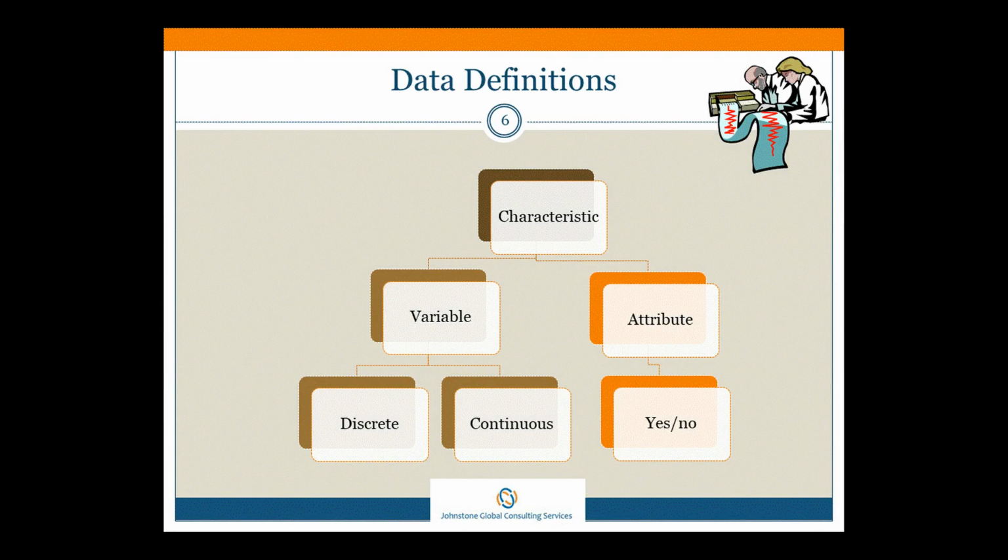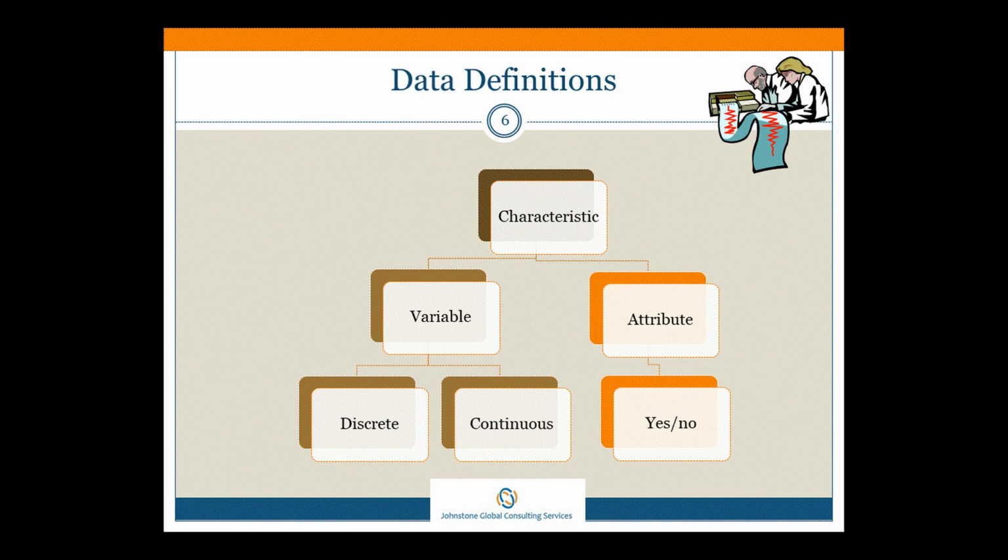Data is the numeric representation of an observable characteristic of a process or a product. A characteristic is something that describes the product or process. This is usually the thing that you're most interested in when you're making your comparisons. Typical characteristics are weight, dimensions, temperature, color, volume, density, or count.